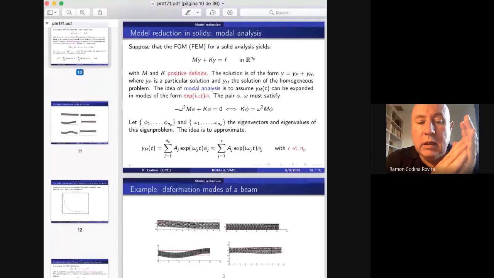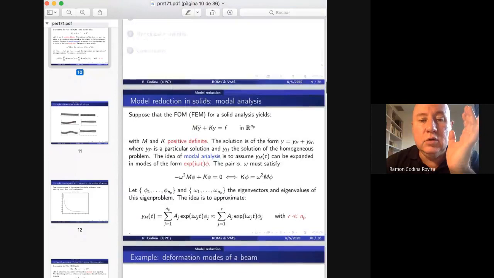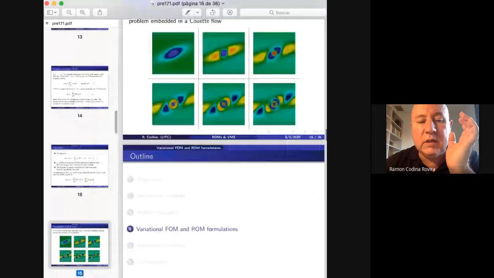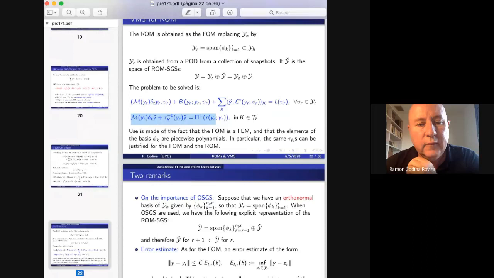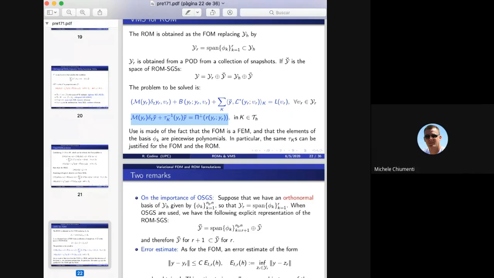So I expect that you should not have any problem at all in using history variables. The only thing is that you have to expand your unknown in the reduced order model space, and that's it. So we solve an evolution equation. That's the evolution equation we solve for the subgrid scales at each time step. But the unknown is already approximated in the reduced order model space. I mean, the subscales must be time dependent. If not, it is impossible to follow a problem with historical variables.